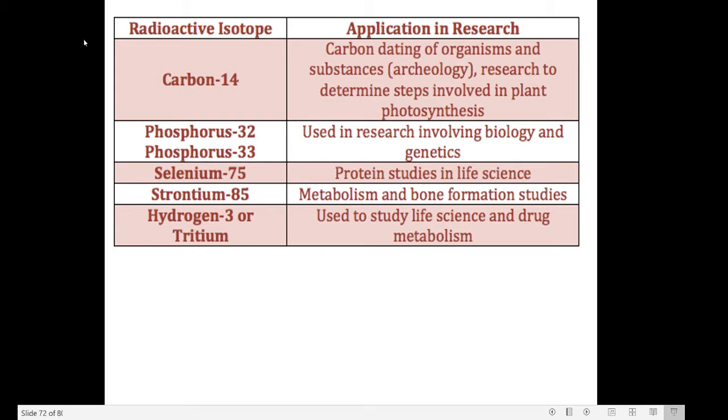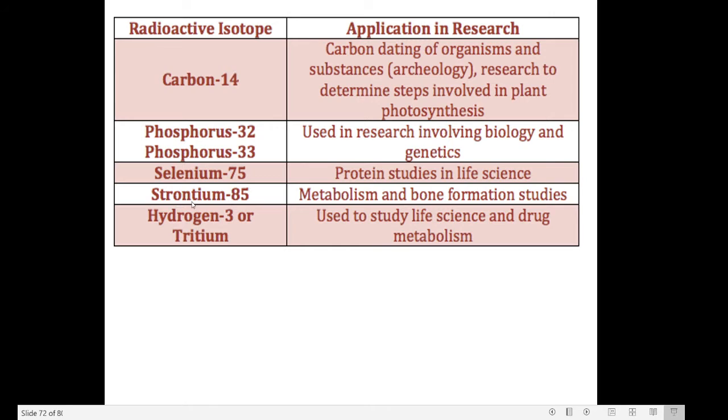Carbon 14 helps us in the research process. For research purposes, we can determine the steps involved in photosynthesis. If we are doing research on plant photosynthesis, we can use this carbon 14 radioisotope. Phosphorus 32 and 33 are used at the genetic level. Cesium-75 is used for protein studies in life science.